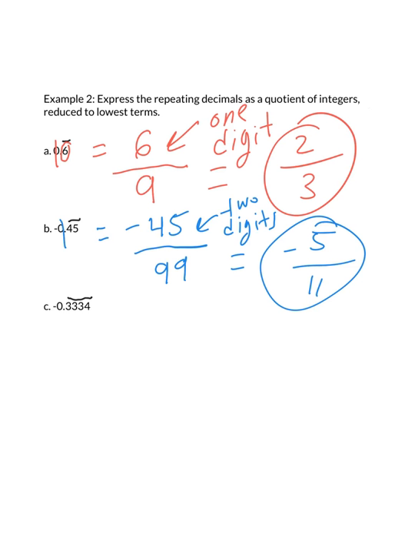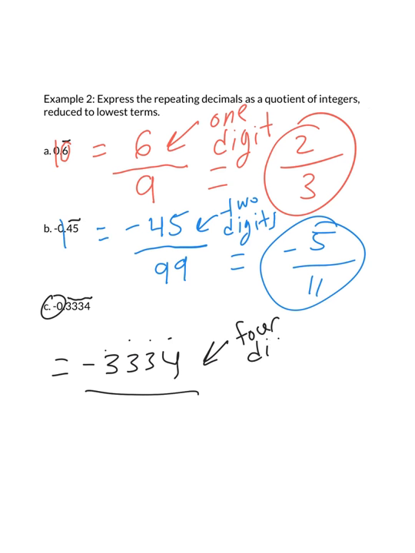C, negative 0.3334 repeating. Again, let's bring down the negative symbol so we don't forget it right away. In other words, this decimal really means negative 0.3334, 3334, 3334, etc. So we got 3334, that is repeating. All the digits under the bar. So I have 1, 2, 3, 4 digits that are repeating the same pattern forever, which means I need 4 9s on the bottom of my fraction.